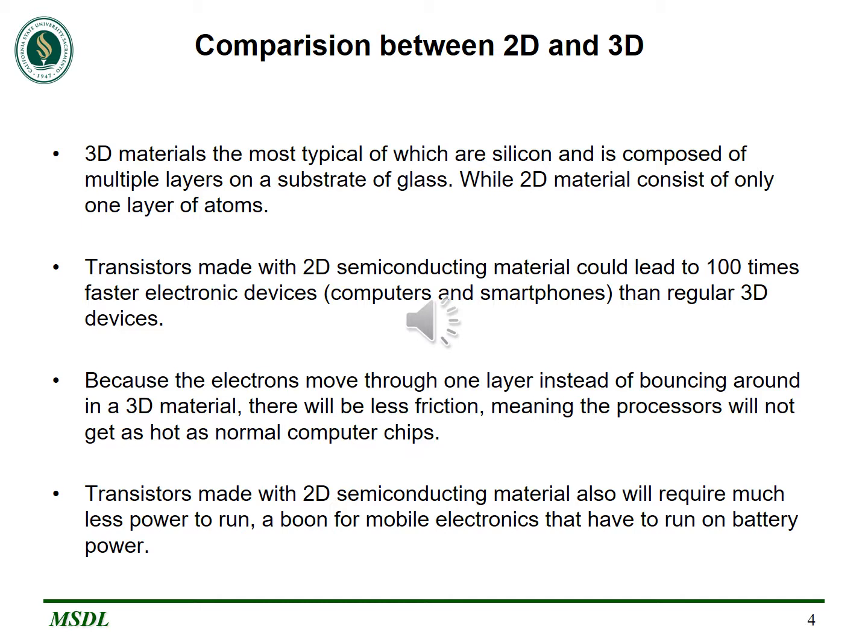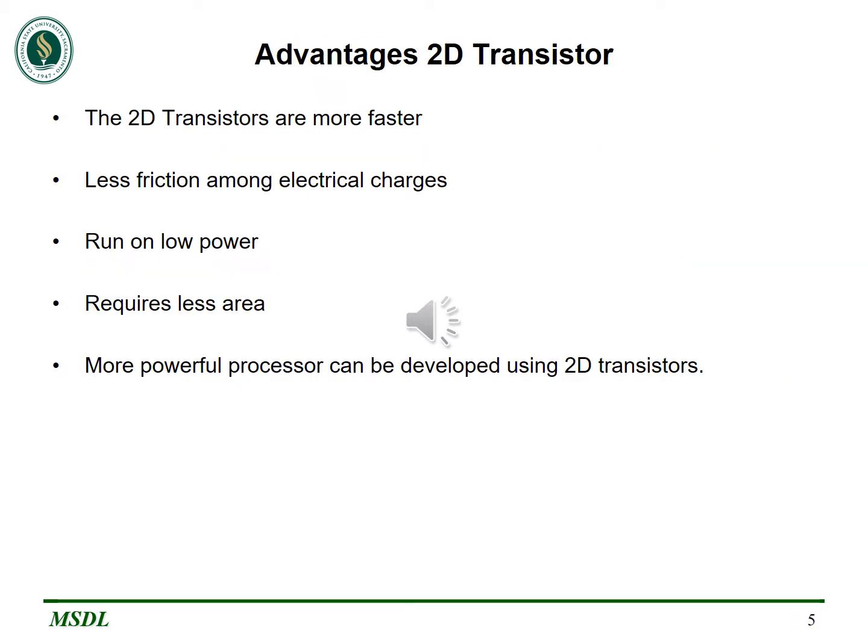As we have a single direction in the case of 2D material, there will be less friction, meaning the processor will not get as hot as normal computer chips. Also, a transistor made with 2D semiconductor material requires much less power compared to 3D. This is a boon for mobile electronics that have to run on low battery power. These are the advantages of 2D transistor.